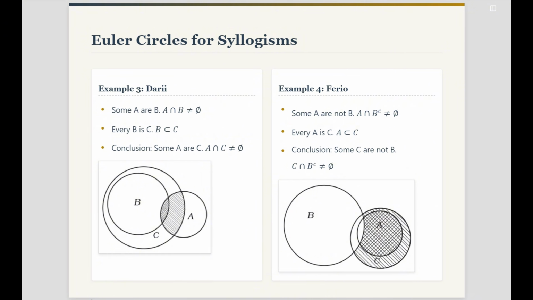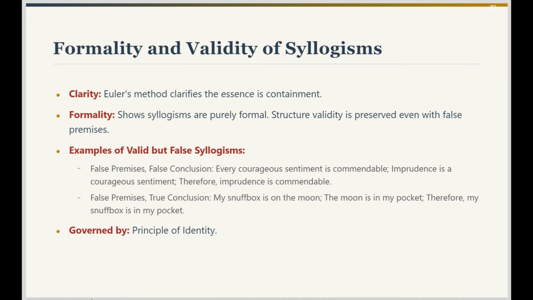Euler's method really hammers home that syllogisms are about containment relationships. This visual approach highlights something profound. Syllogisms are purely formal. Their validity doesn't depend on the content of the propositions, only their structure. You could plug in nonsense and still have a valid syllogism.